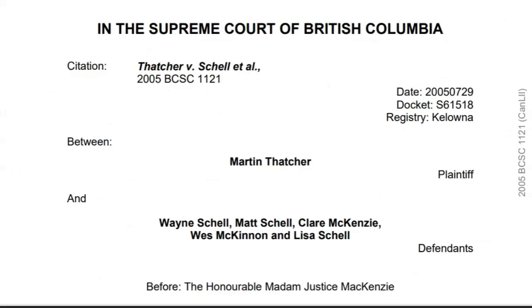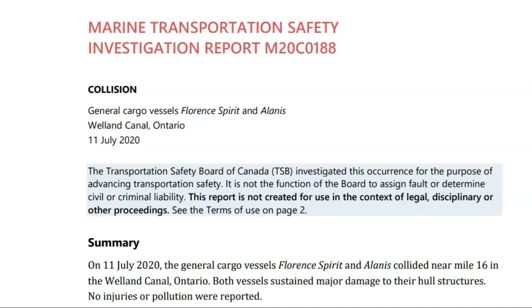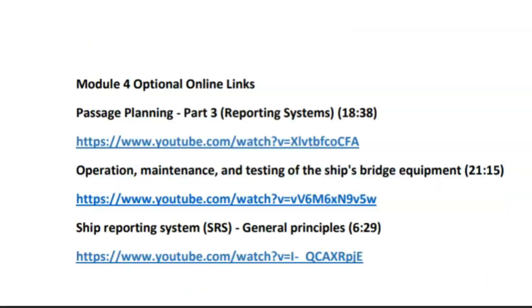Lesson 16, Law Case, Thatcher versus Shell. This is a civil law case seeking damages for a collision between two pleasure craft. Lesson 17 is a TSB report into a collision between two general cargo vessels, the Florence Spirit and the Atlantis. It's an investigation to determine the causes and contributing factors of an incident, giving a regulatory view of the rules. Lesson 18, Optional Online Links. Here we have 3 good videos: passage planning, testing of bridge equipment, and ship reporting systems.